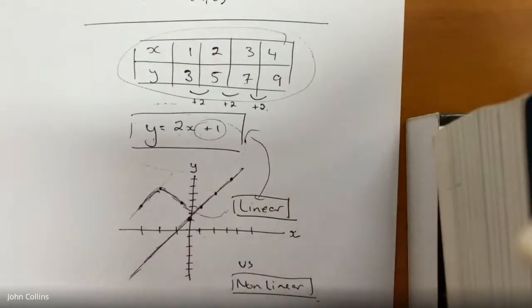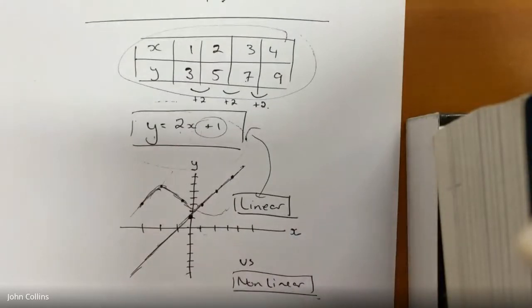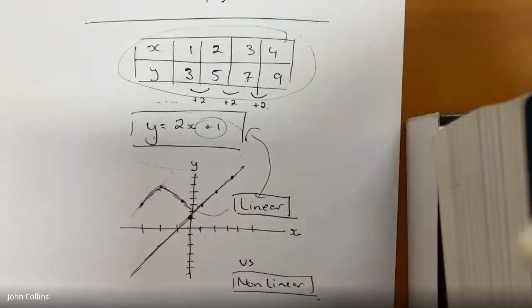But for now, we are only dealing with, is it linear, as in when you join all the points, is it a line? Or is it non-linear? When you join the points, it doesn't make a line. There's our two options so far.